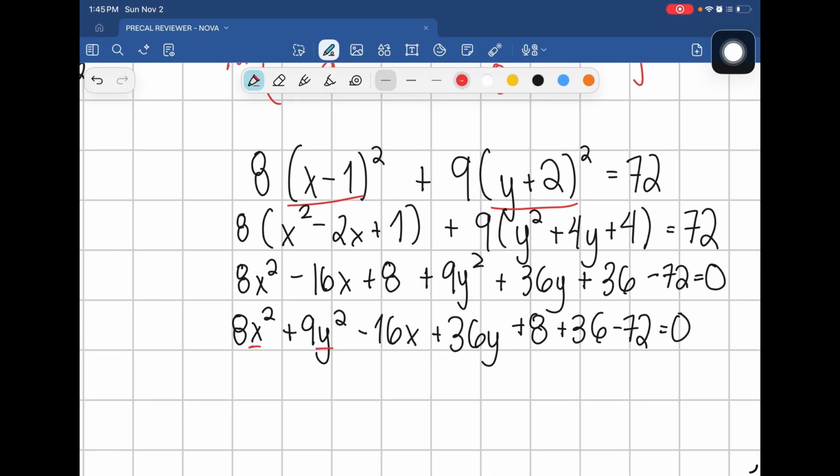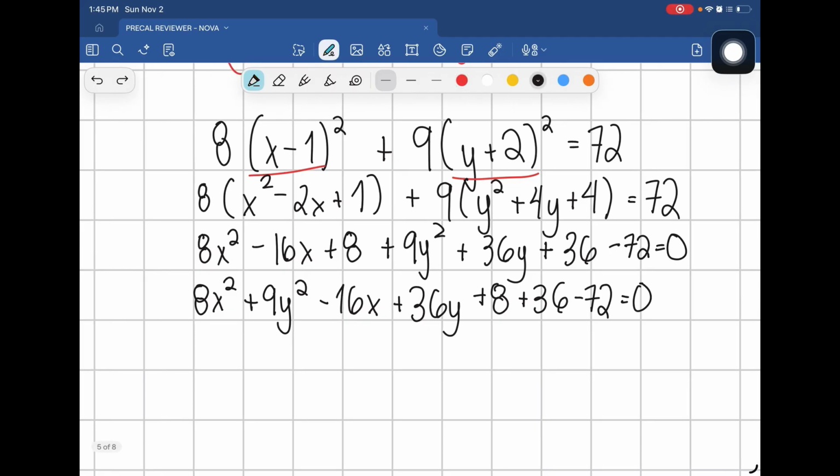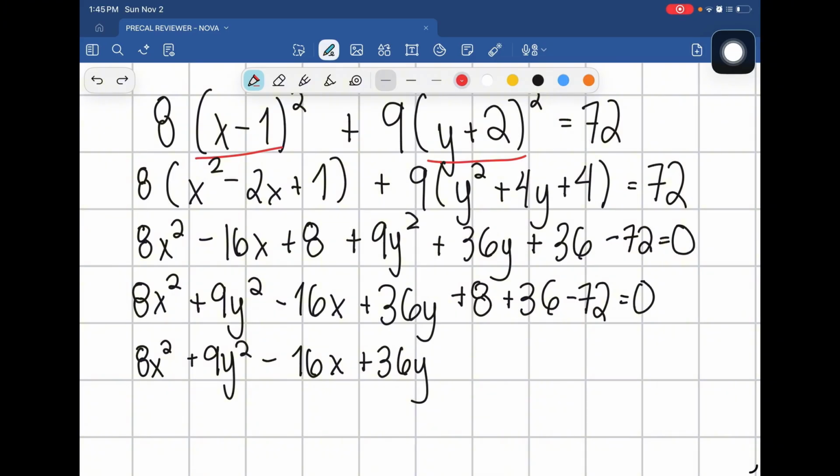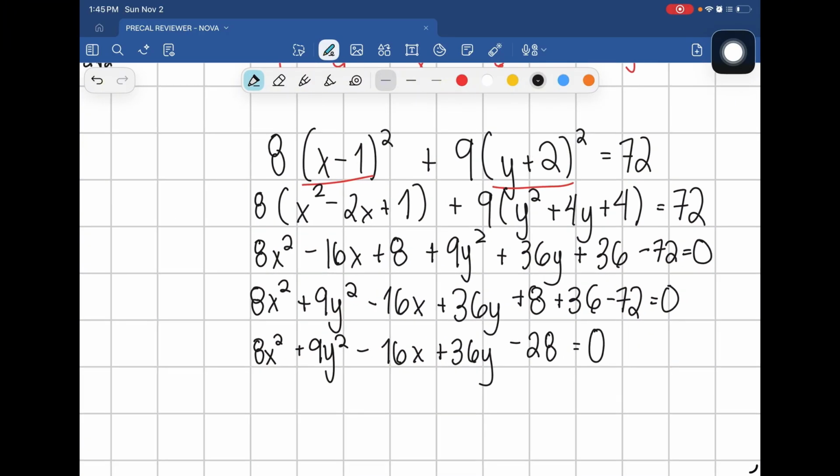These two cannot be combined because they don't have the same variables, and these two cannot be combined because they have different powers. So we're going to copy those that cannot be combined. However, these three terms can be combined because they're all constants. Therefore, it becomes 8 plus 36 minus 72, which is equal to negative 28. Therefore, this is our general equation.